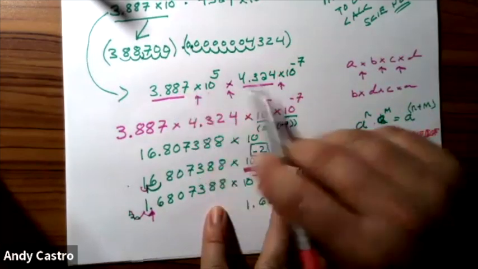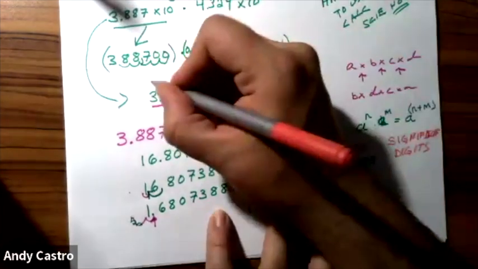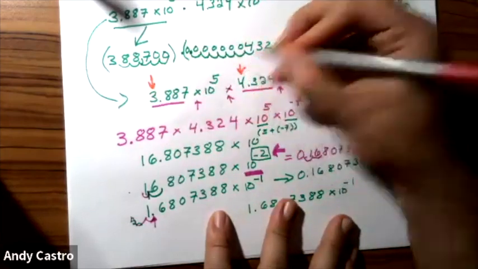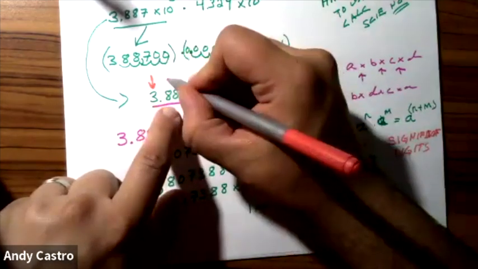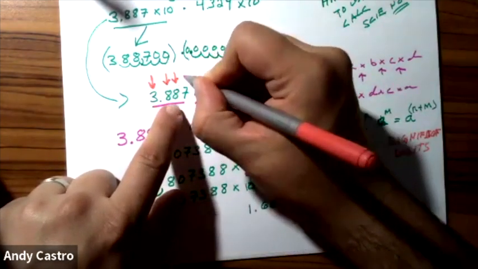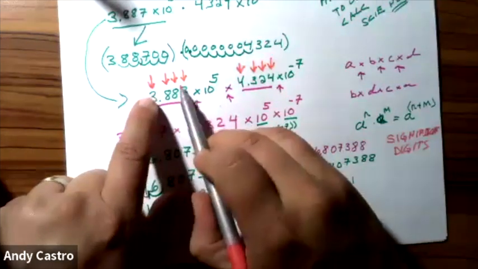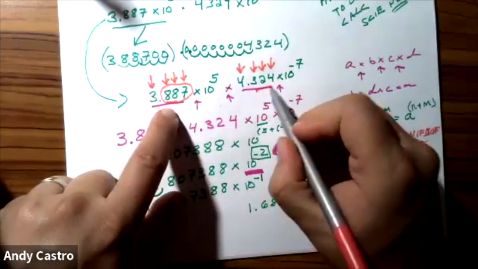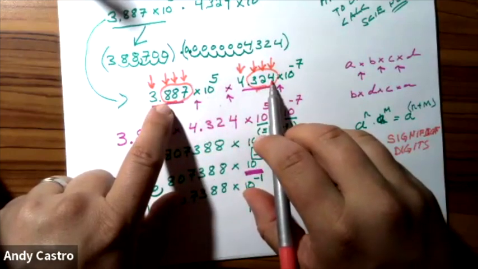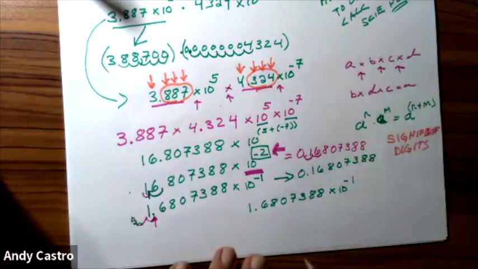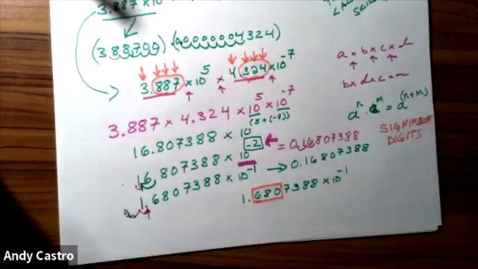When we look at our two original numbers here, we're going to count and see how many significant digits we have. Both have one number in front of the decimal. But then we're going to look at how many numbers we have after the decimal in each one of these numbers. They both have 3. This is 887, and this is 324. So what that means is in our final answer, we can only have 3 digits after the decimal.